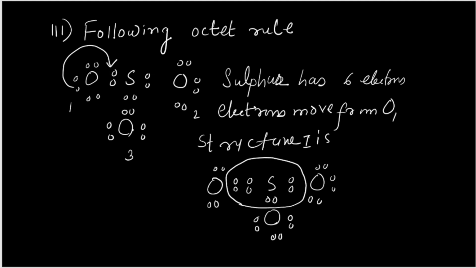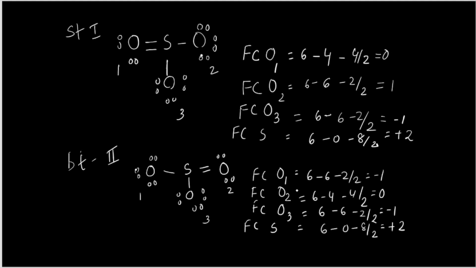This is structure 1, where electrons move from oxygen 1 to sulfur. You can observe this pair of electrons is a bonding pair, and this is also a bonding pair. So 4 bonds are formed, which means 8 bonding electrons. In structure 1, sulfur is satisfied, and oxygen 1, 2 and 3 are also satisfied.